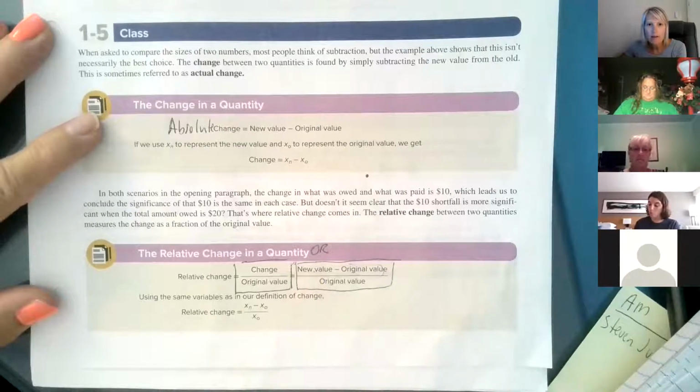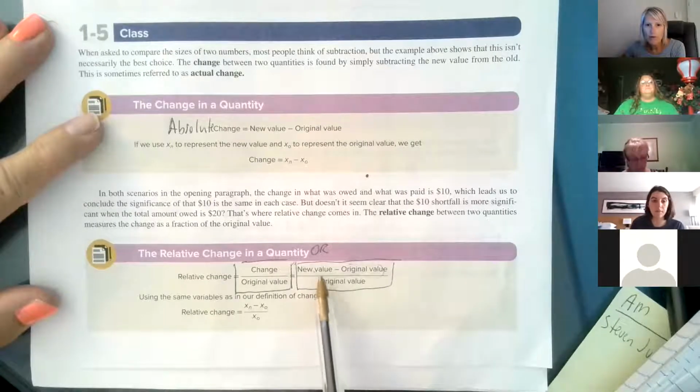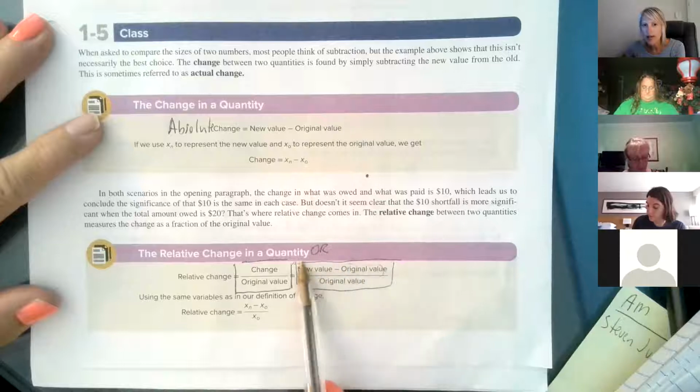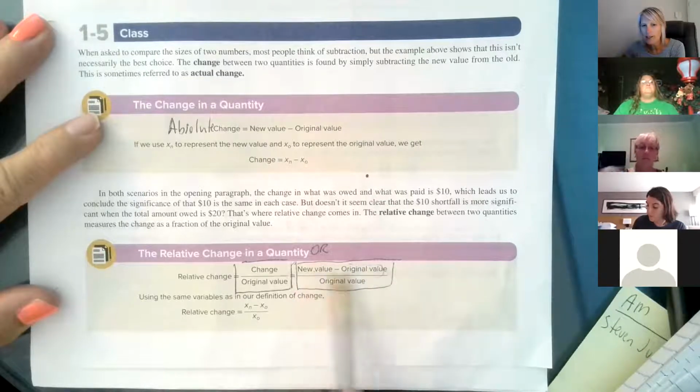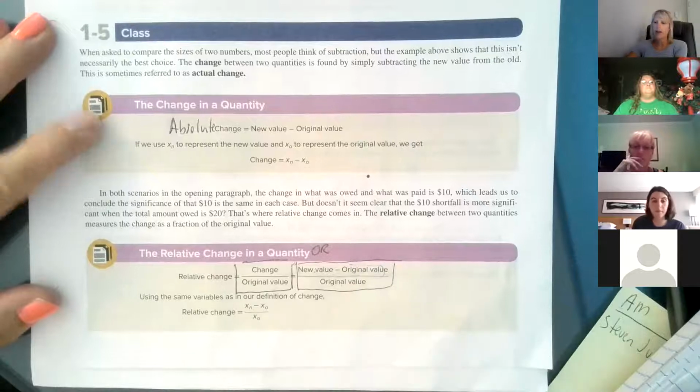And then we have new minus original. So if you're given the actual values, you can calculate the change on top, the numerator, divided by the original value.